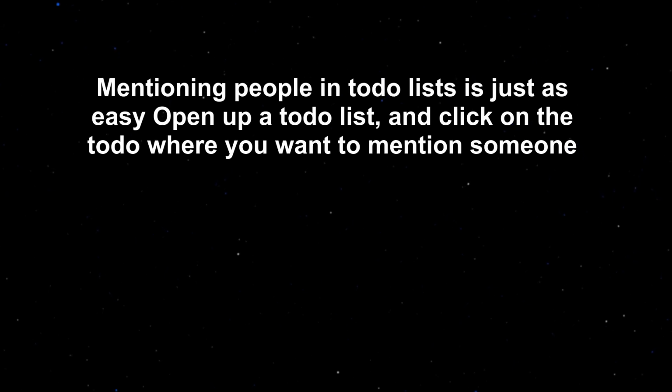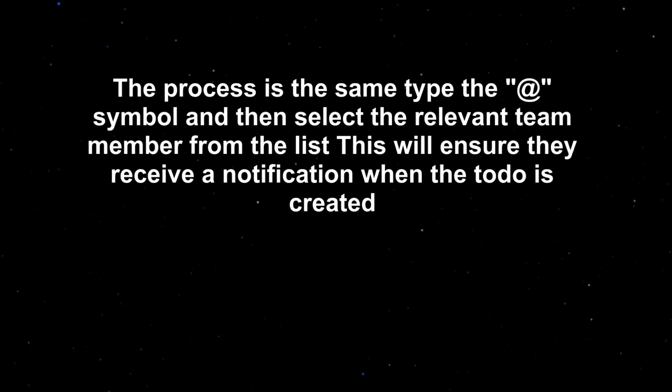Mentioning people in to-do lists is just as easy. Open up a to-do list and click on the to-do where you want to mention someone. The process is the same. Type the @ symbol and then select the relevant team member from the list. This will ensure they receive a notification when the to-do is created.